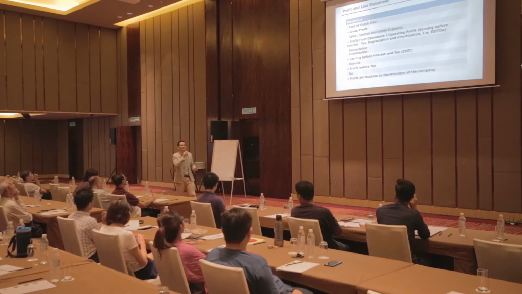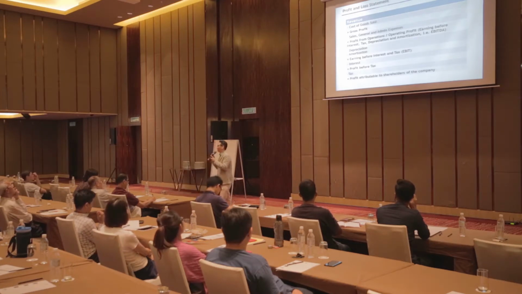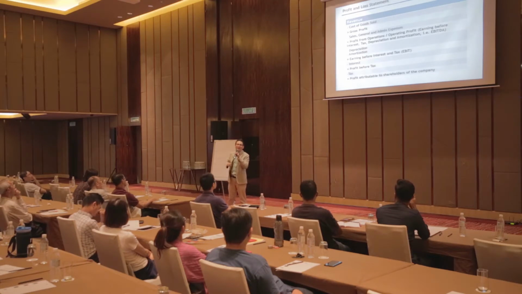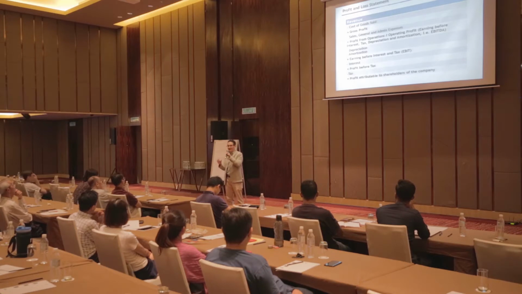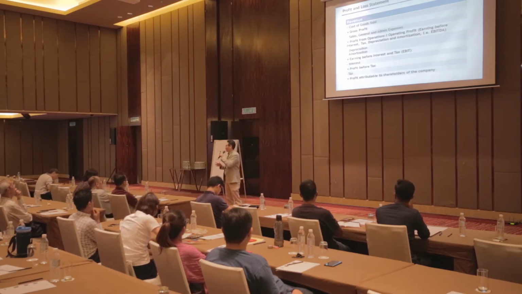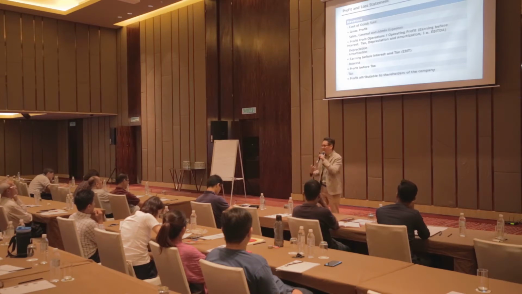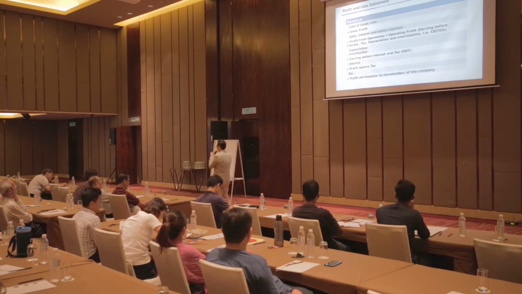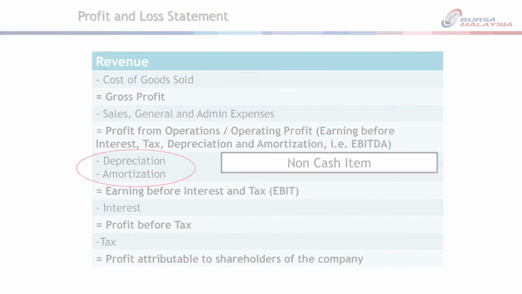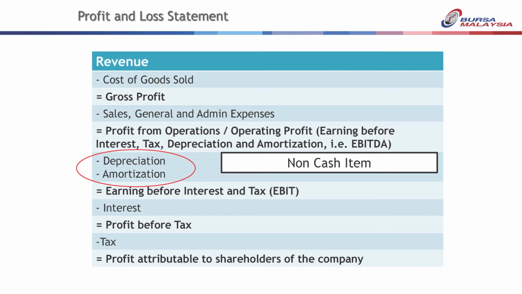What is depreciation? How do I explain depreciation? Loss in value of an asset. So when your asset is tangible, like a car or machines, we use depreciation. When your asset is intangible, like royalties or IP, then we use amortization. So that's the difference. This is what we call a non-cash item.